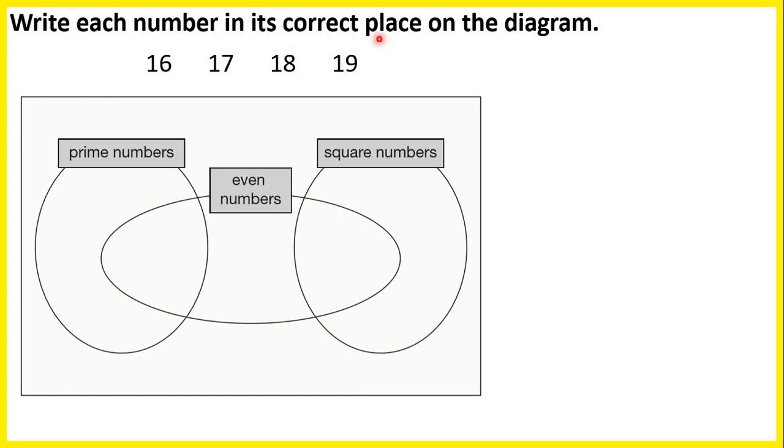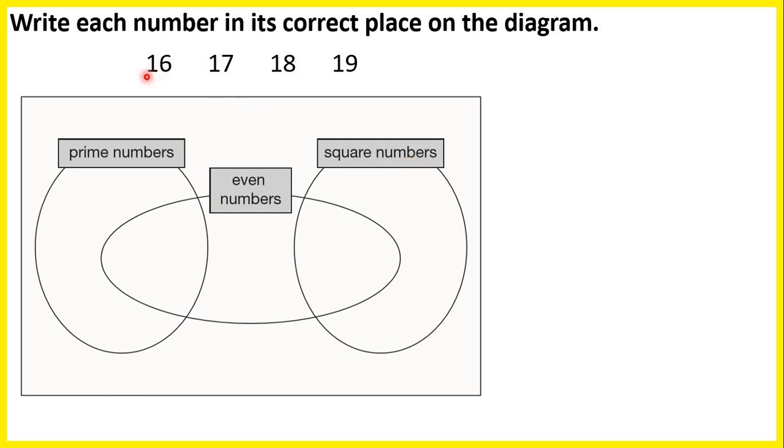Write each number in its correct place on the diagram. So on the diagram, we have ovals for prime numbers, even numbers, and square numbers. So we can remember that a prime number is a number which only has two factors. It's only in the 1 times table and its own times table. An even number is a multiple of 2, so a number in the 2 times table, or a number that ends in 0, 2, 4, 6, or 8. And a square number is what we get when we multiply a number by itself.